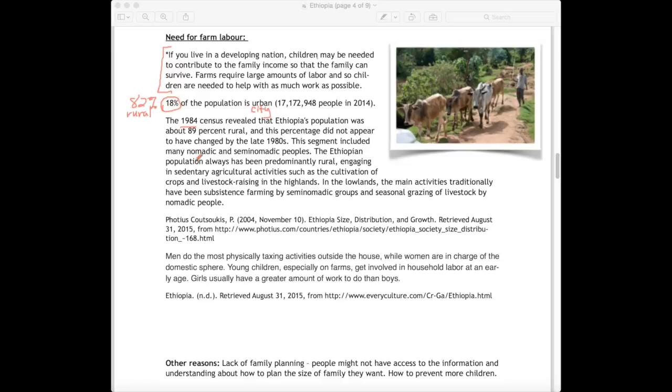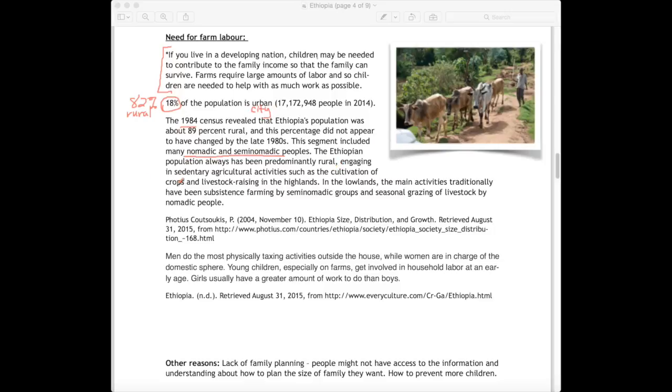So, what do people do when they live in the countryside? Many of the people in Ethiopia are nomadic or semi-nomadic, so that means that they don't have one set home. They're moving from place to place, usually following animals. Most nomads usually raise animals, and so you have to move them from place to place to find food for the animals.